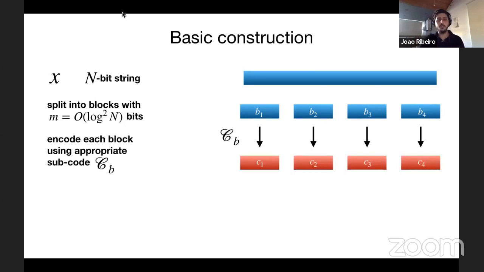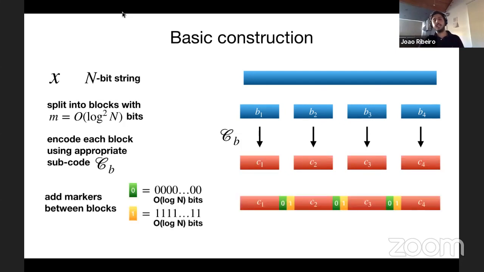Then you encode each block with an appropriate subcode, or maybe you want to call it an inner code. And then you concatenate these, but you add some markers in between the subcode words. And these markers are just a long run of zeros followed by a long run of ones, where by long, I mean these runs have lengths roughly logarithmic in the length of x. The reason is that if you send these markers through the deletion channel, with high probability you will still see a long run of zeros and a long run of ones.